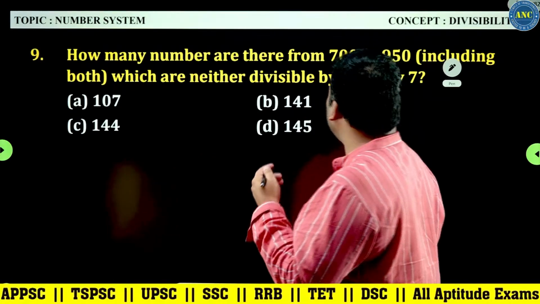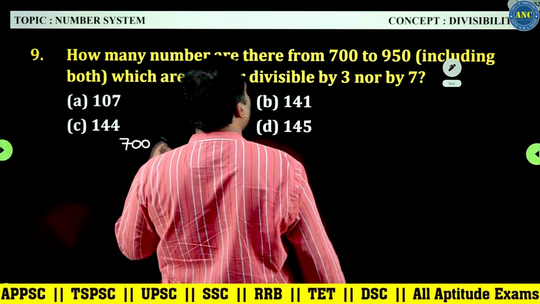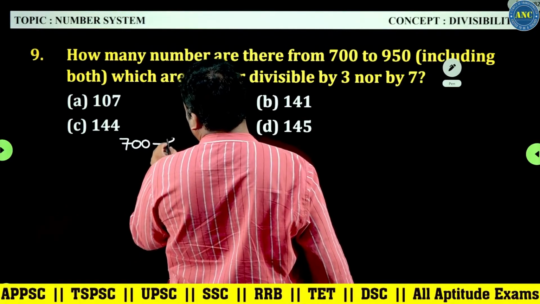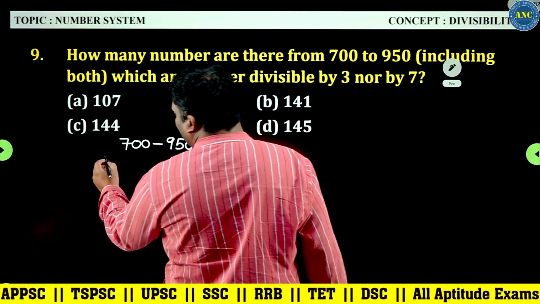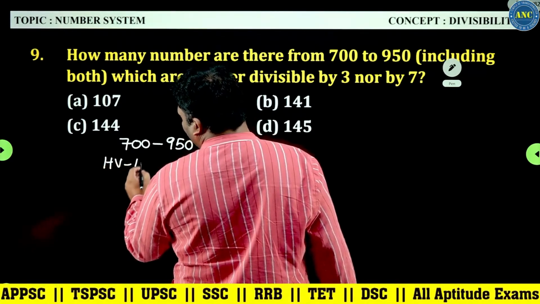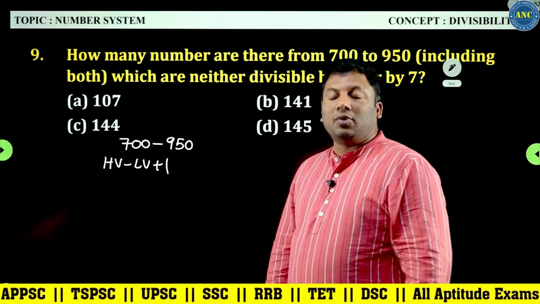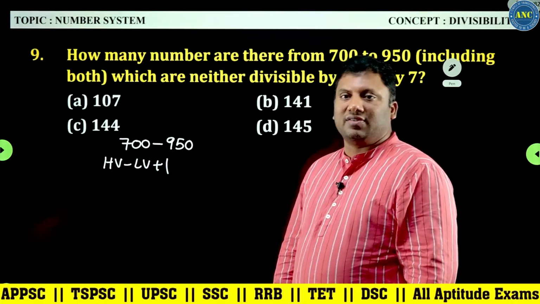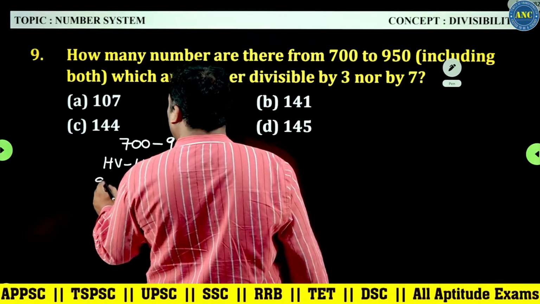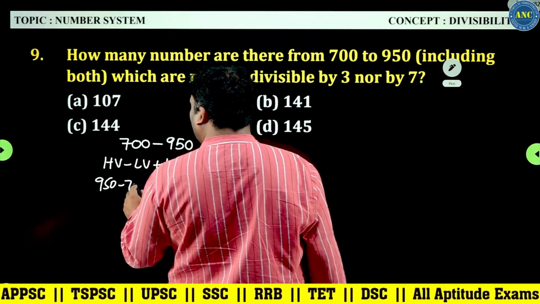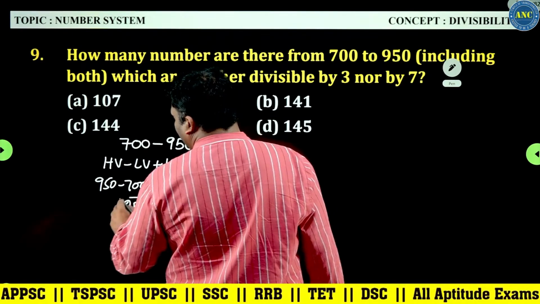Let us look at question number 9. How many numbers are there from 700 to 950, including both? So the lowest value is 700, the highest value is 950. The number of numbers from lowest value to highest value is given by highest value minus lowest value plus 1. 950 minus 700 plus 1. Totally 251 numbers are there.